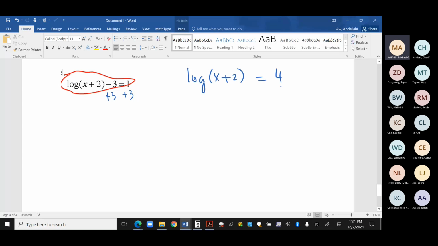Okay, tell me, what is the exponential form of this equation? X plus 2 equal to 10. Exactly, 10, because when the base is missing, it's not because we forgot about it, it's because it's 10. 10 to what power? 4. 10 to the 4th power. Thank you very much. Everybody see that? Okay, so now we get x equal 10 to the 4th minus 2. Okay? That is a logarithmic equation.